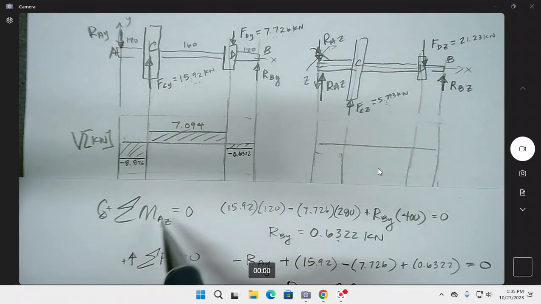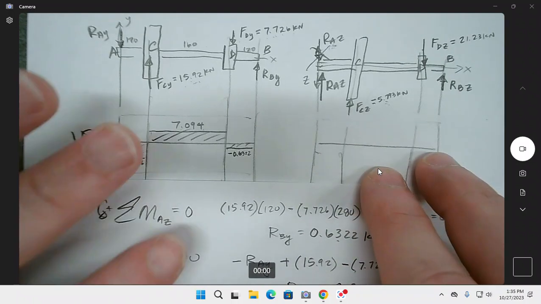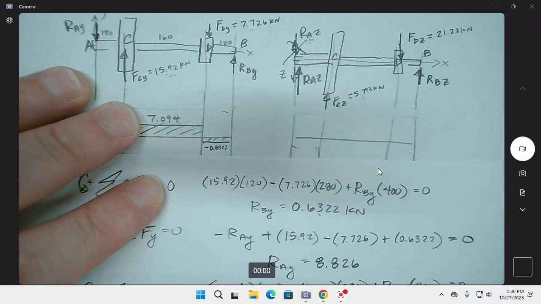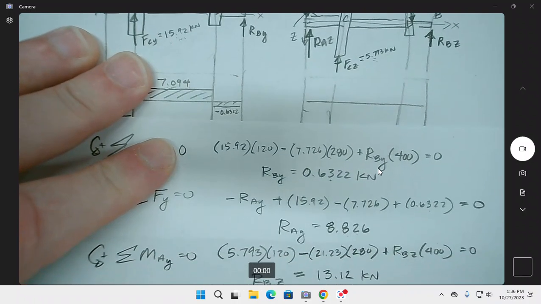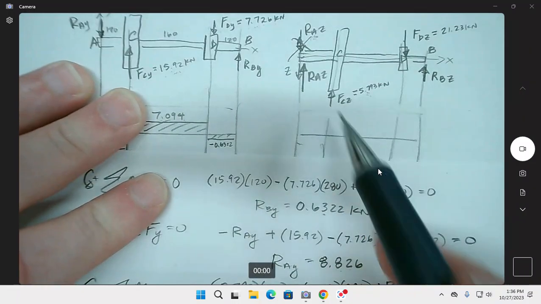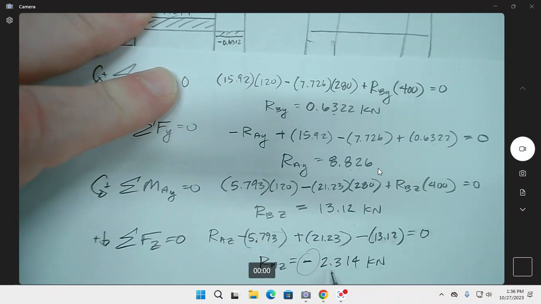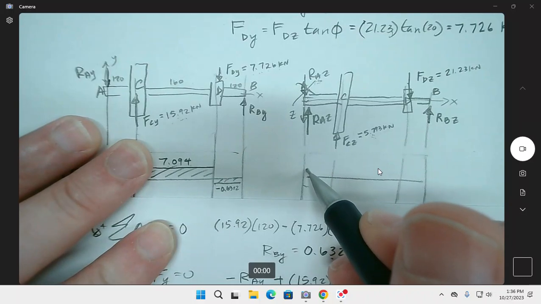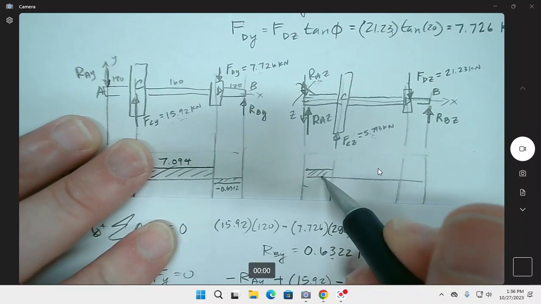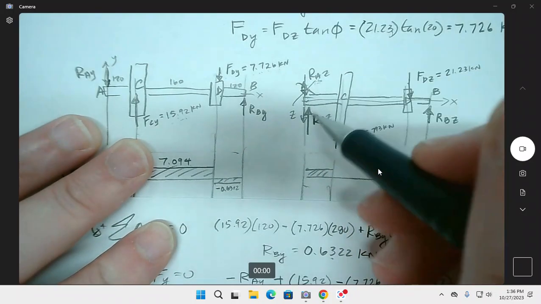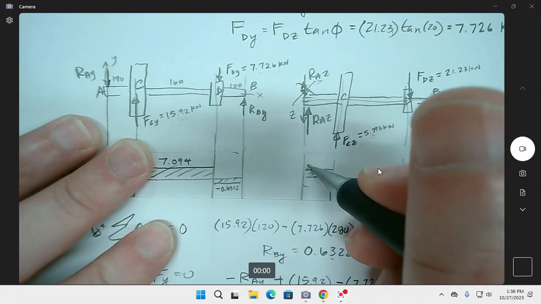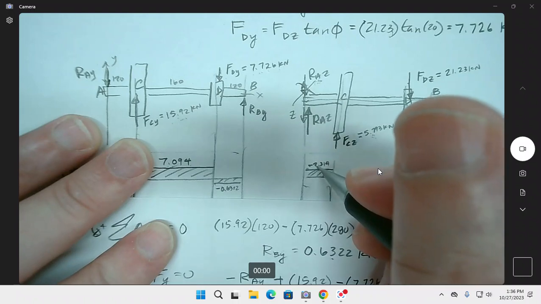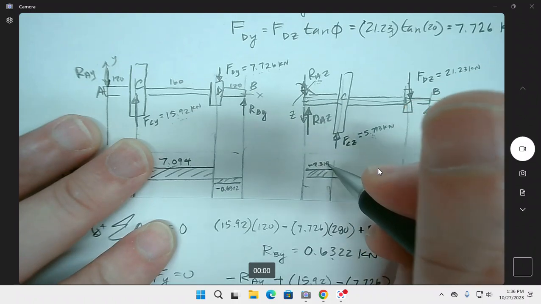We could go on to the moment, but let's go ahead and do it over on this side too while we're in the shear mood. We're going to start here with the RAZ, which we said was 2.314 upwards. That's not a lot. And this is the negative direction because Z is actually pointing down, so we'll go negative 2.314. I'm micro writing now.